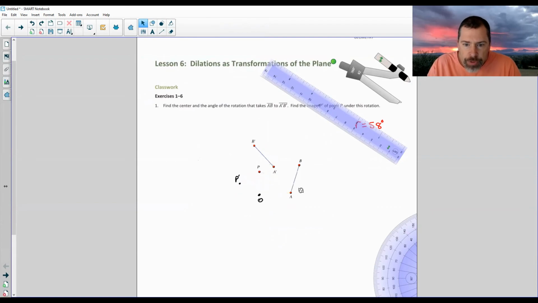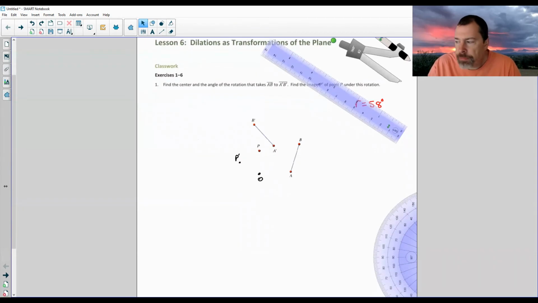Okay, I now know that this is a rotation of 58 degrees, and I know where P prime would be under a 58 degree rotation. First, we had to find the center of rotation and then the angle of rotation. Okay, so there it is.